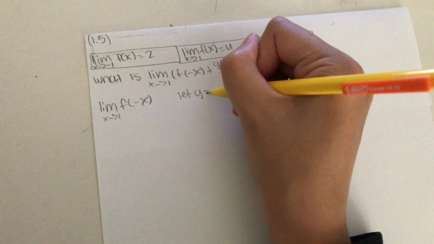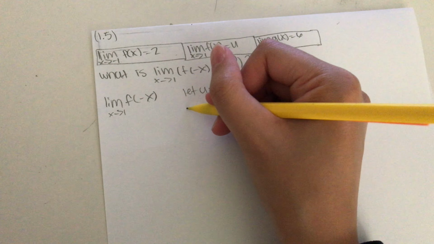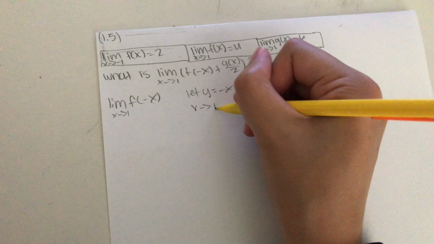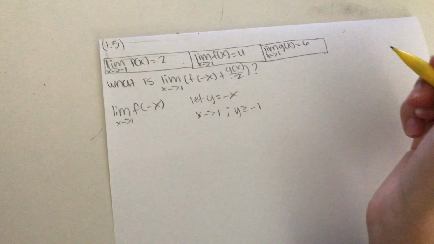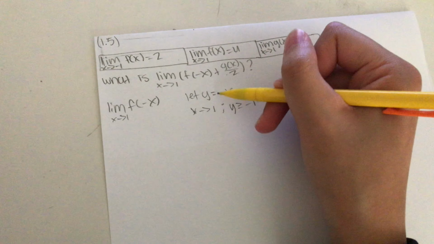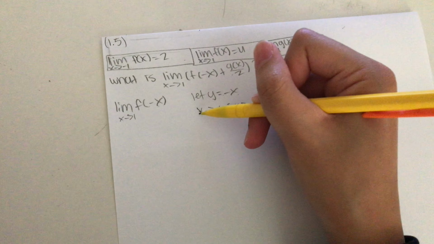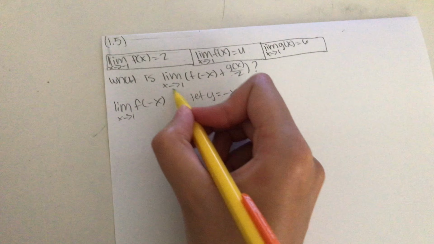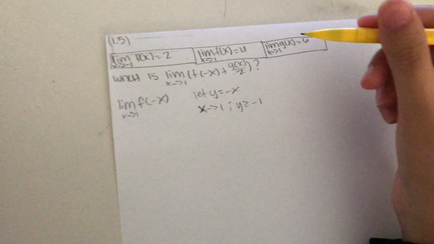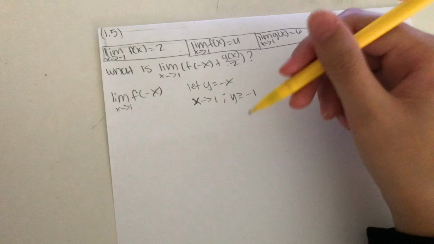That means that x approaching 1 would mean that y approaches -1. Why do I say that? It's because if you think about y equals -x, if x is approaching 1, you see how it's already positive? If it wasn't positive, I mean sorry, if x was negative, y would be positive. So you see it's like a whole opposite kind of reaction right there.